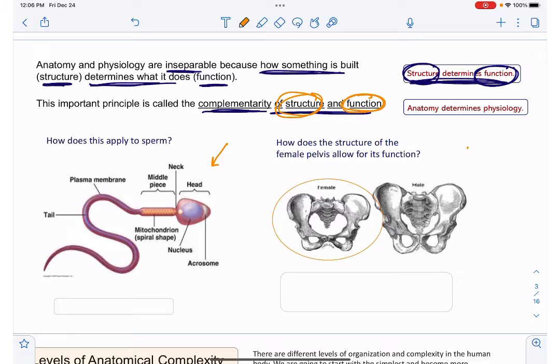Another example I want you to think about is the pelvis, and specifically the female pelvis. The pelvis is the hip bones. This is a picture of the male hip, and this is a picture of the female hip bones. I want you to tell me how the structure of the female pelvis allows for its function. What's different between the male and female pelvis, and how does that determine the function of the female pelvis?